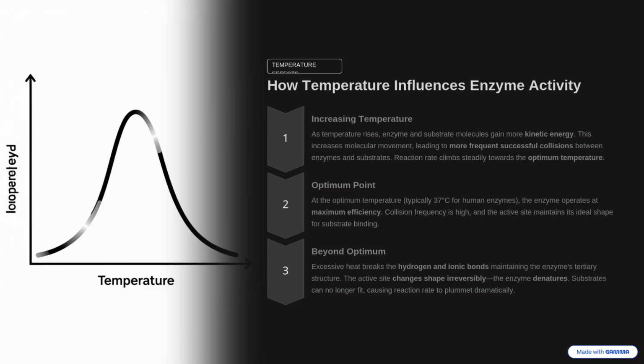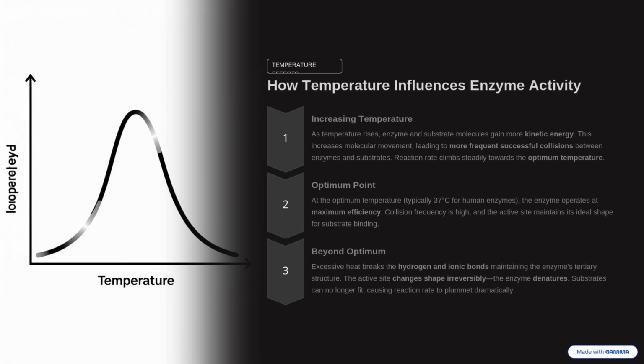Now let's have a look at temperature. Temperature is a classic exam favorite. As the temperature increases, enzyme and substrate particles have more kinetic energy, so they move faster and collide more often. More collisions means more enzyme-substrate complexes, so the rate goes up.